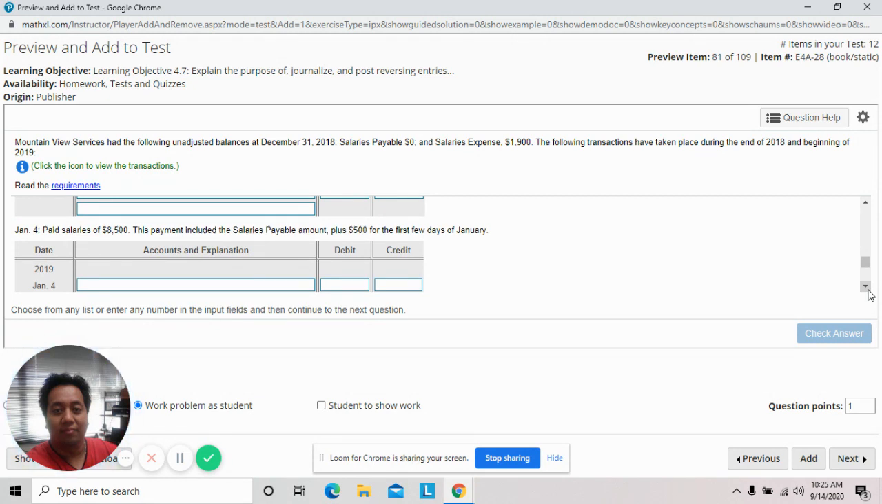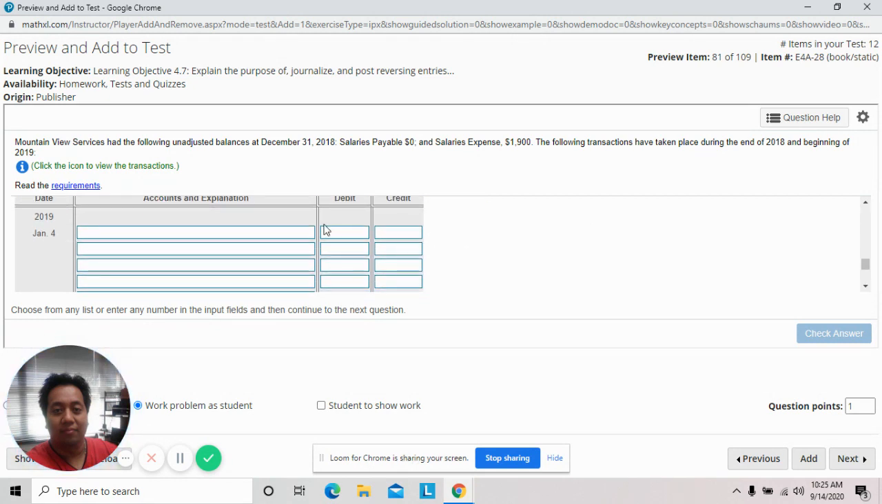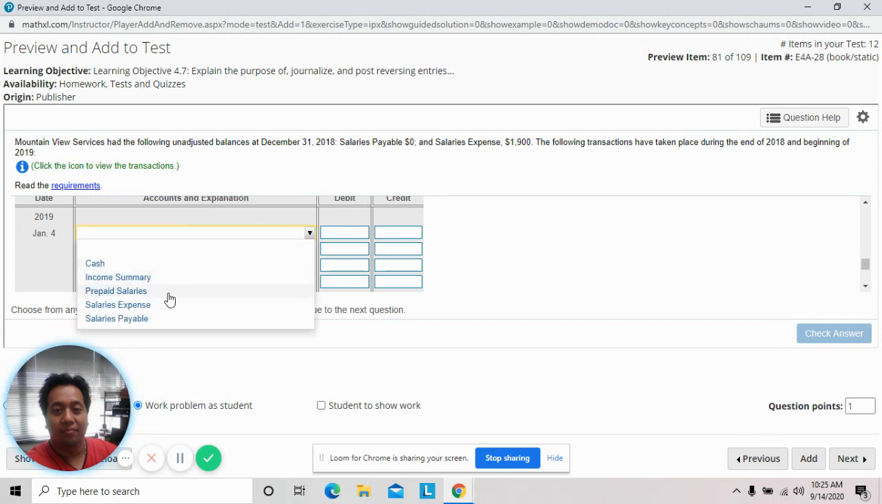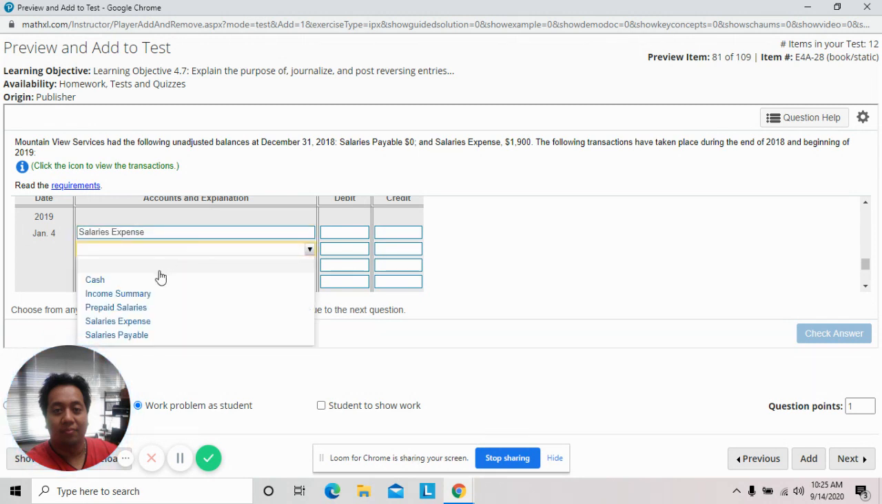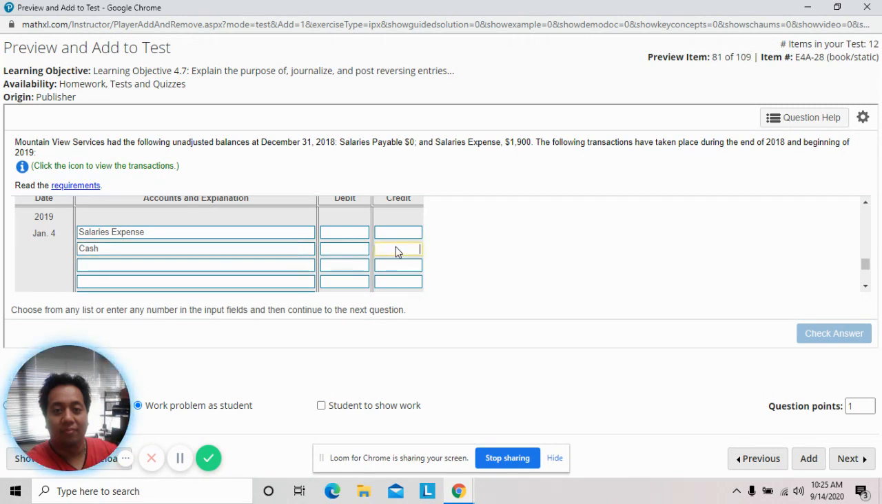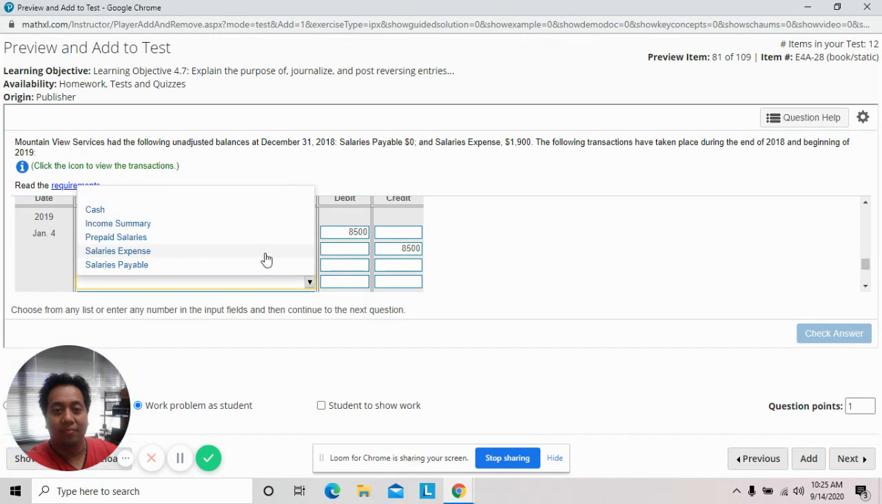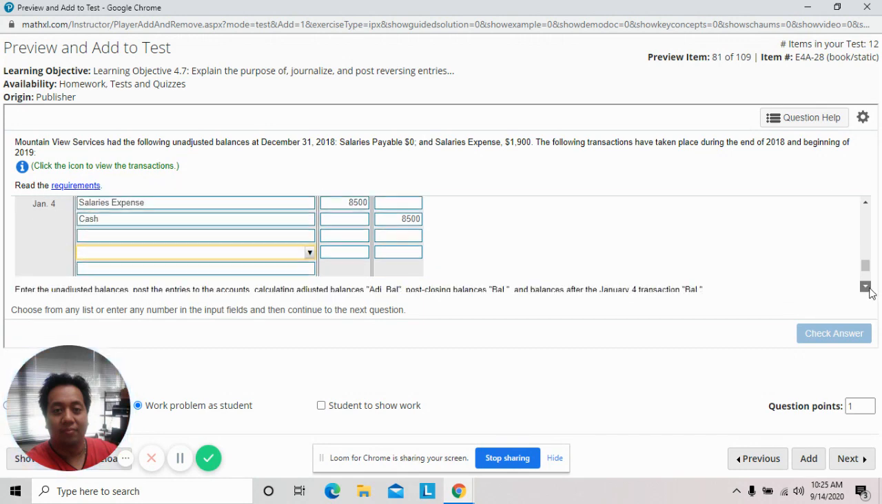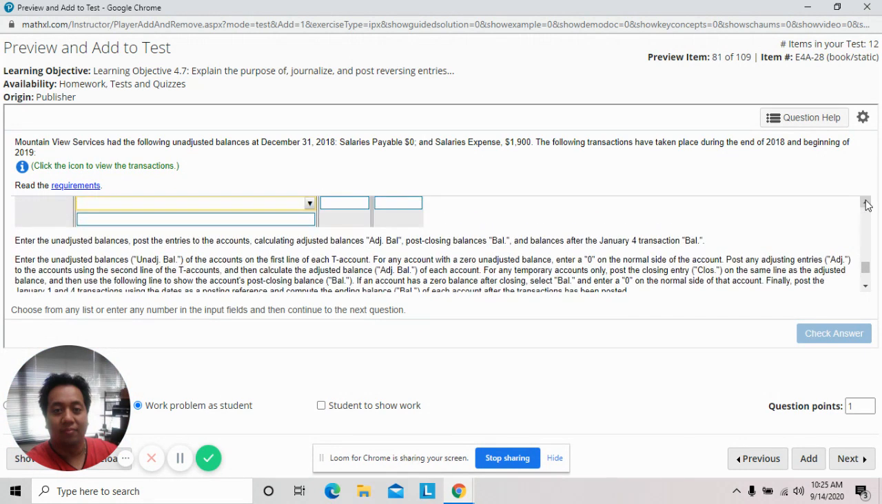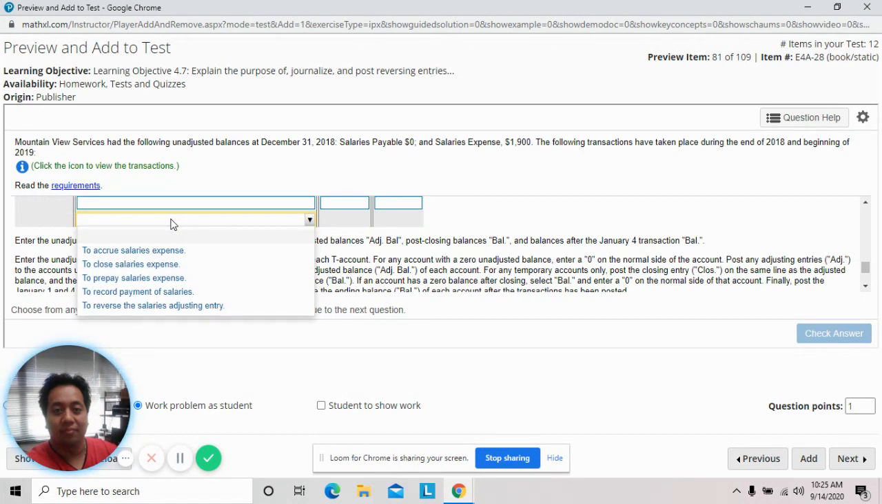January 4th, I'm paying my salaries once again. Go down here. Salary expense is a debit. I'm paying with cash. That's a credit. Losing cash, spending money on salaries in the amount of $8,500. Explanation here is record payment of salaries. As you can see, these are the similar transactions, just a different approach that you need to look at. So record the payment of salaries.